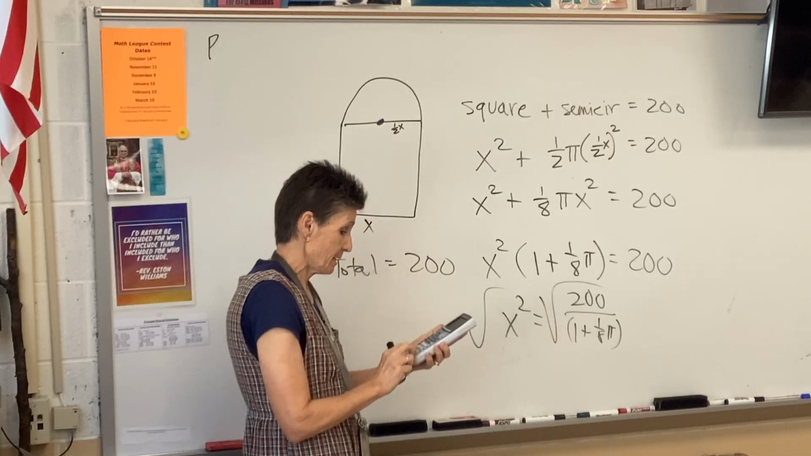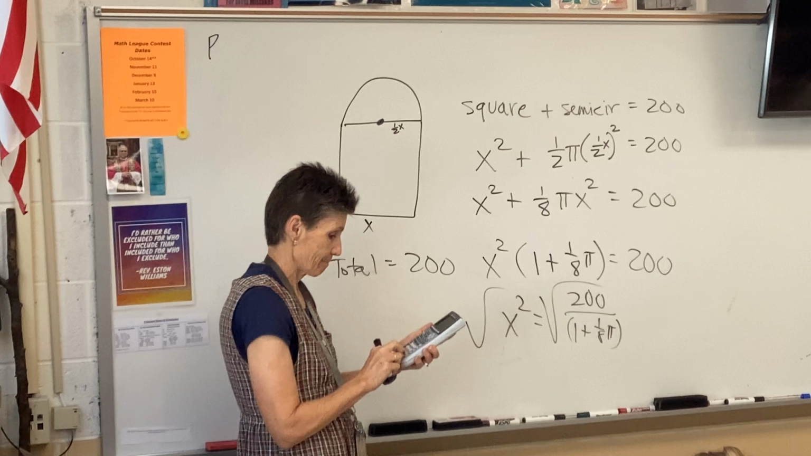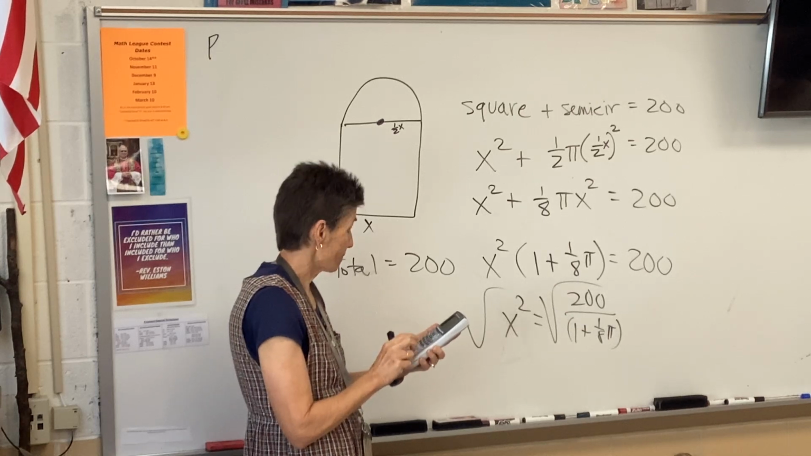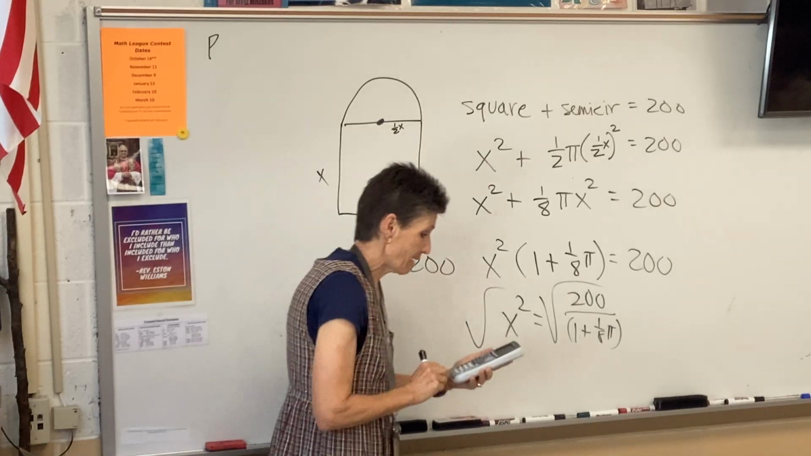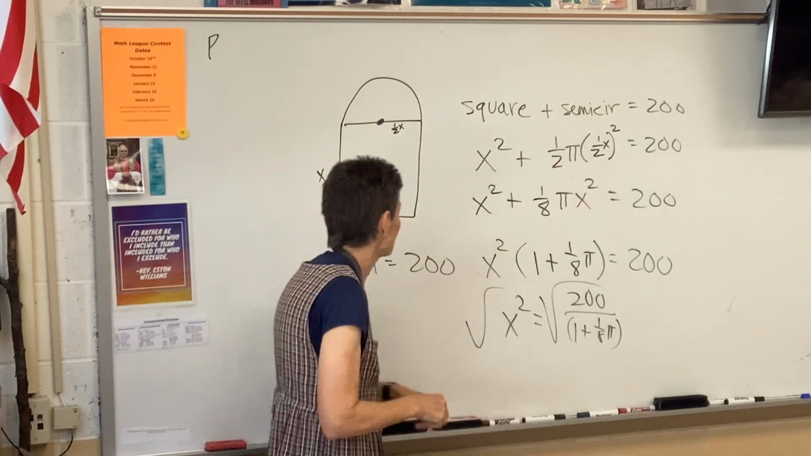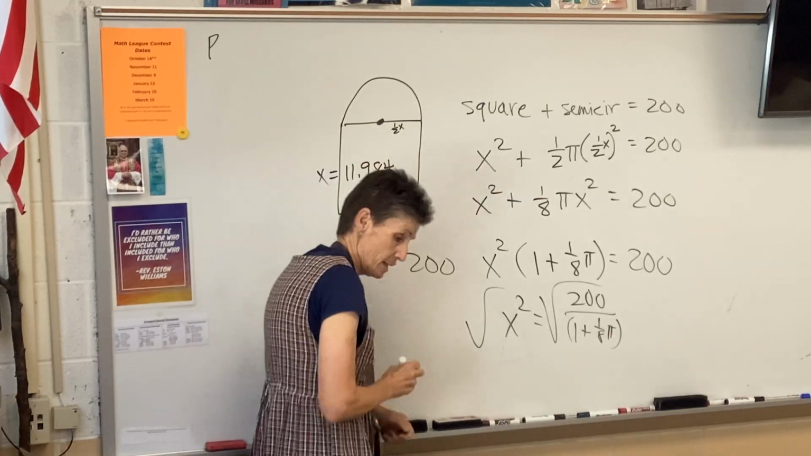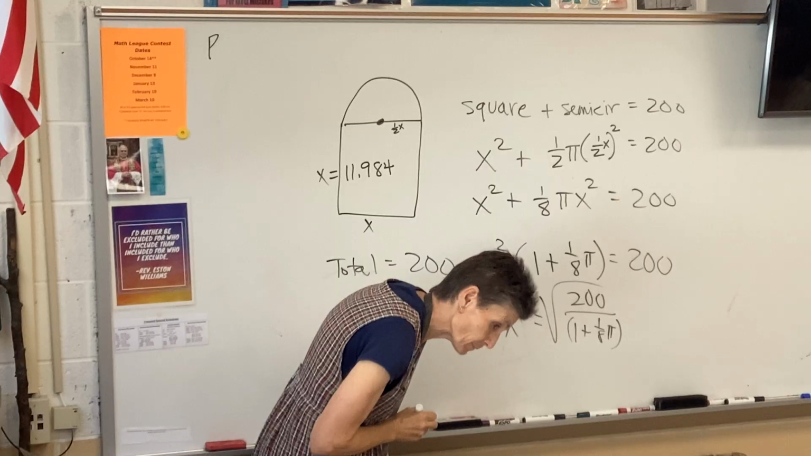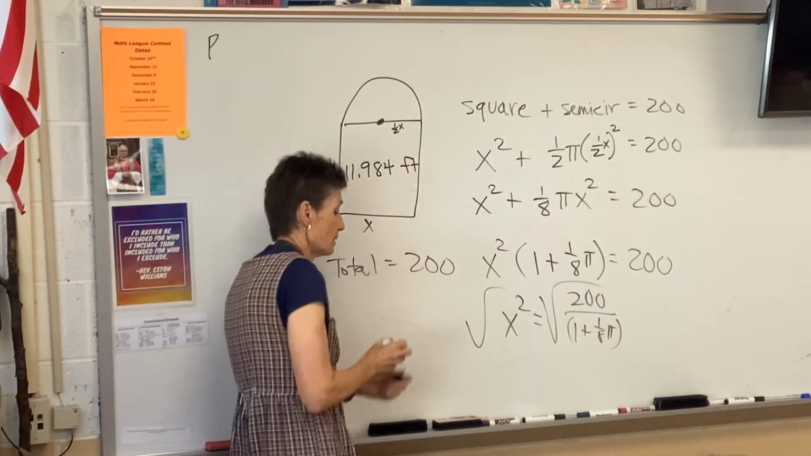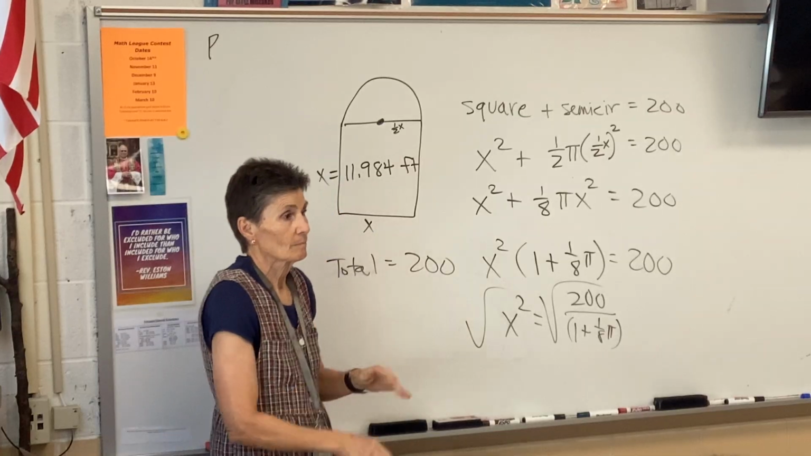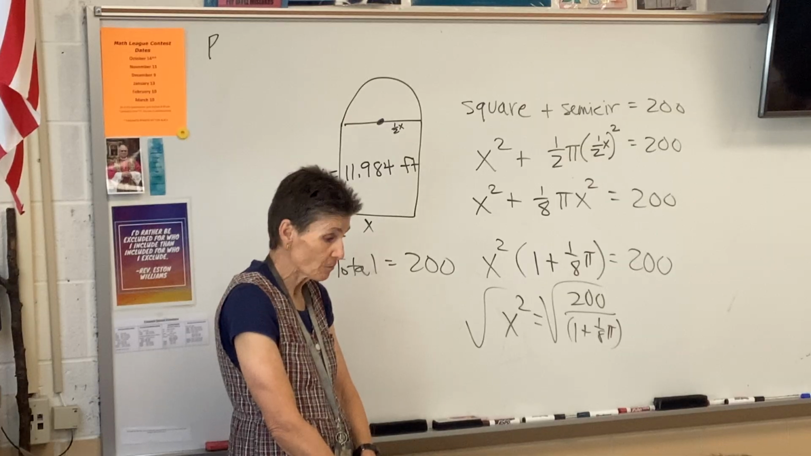So if I type that in on my calculator, I get 11.984. And was that the question? Or the width of the window? Yeah, so 11.984 feet. That okay with everybody? Or anybody have another one?